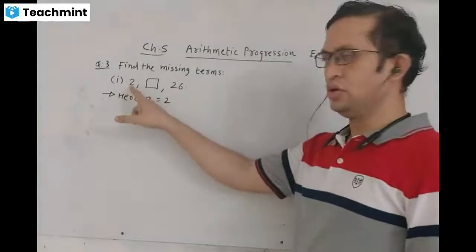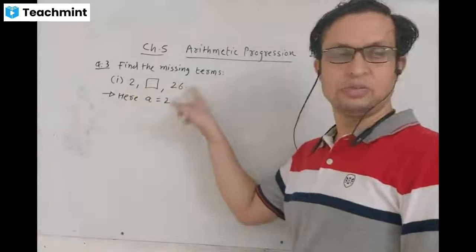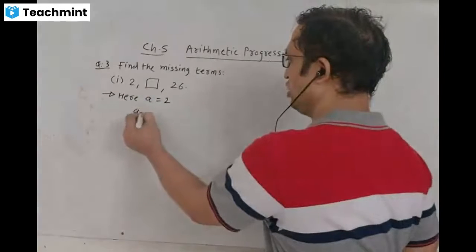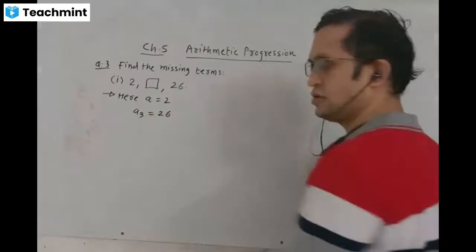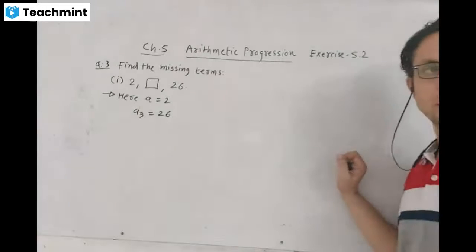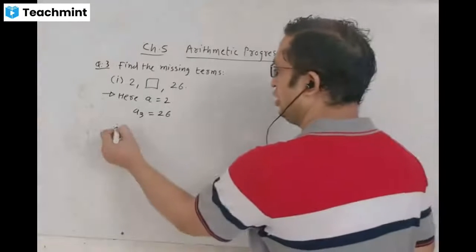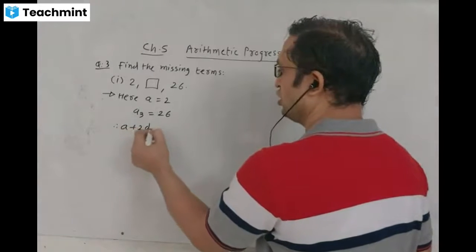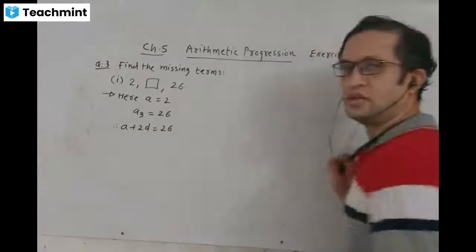First term is 2. Second term is blank. Third term is 26. Third term is A3, that is equal to 26. And A3 is equal to A plus 2D. A3 is equal to A plus 2D, that is equal to 26.